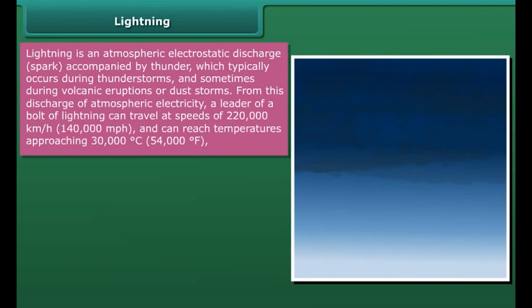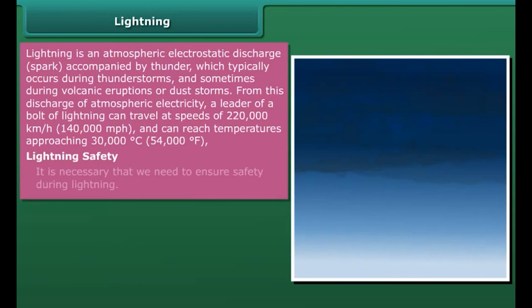From this discharge of atmospheric electricity, a leader of a bolt of lightning can travel at speeds of 220,000 km per hour and can reach temperatures approaching 30,000 degrees Celsius, that is 54,000 Fahrenheit.